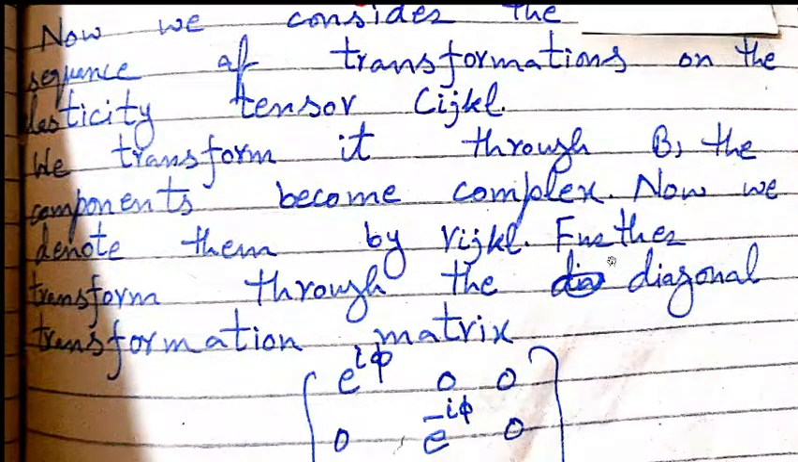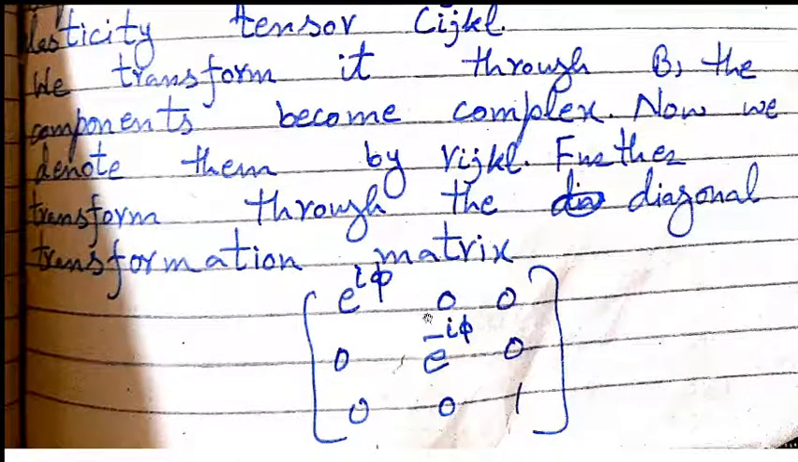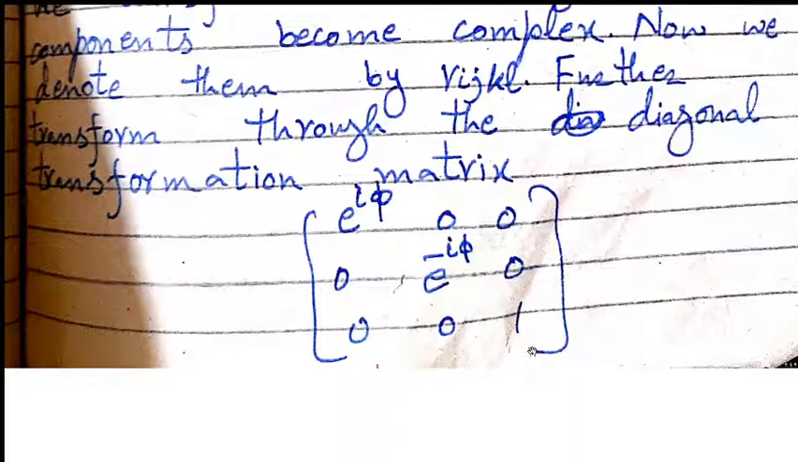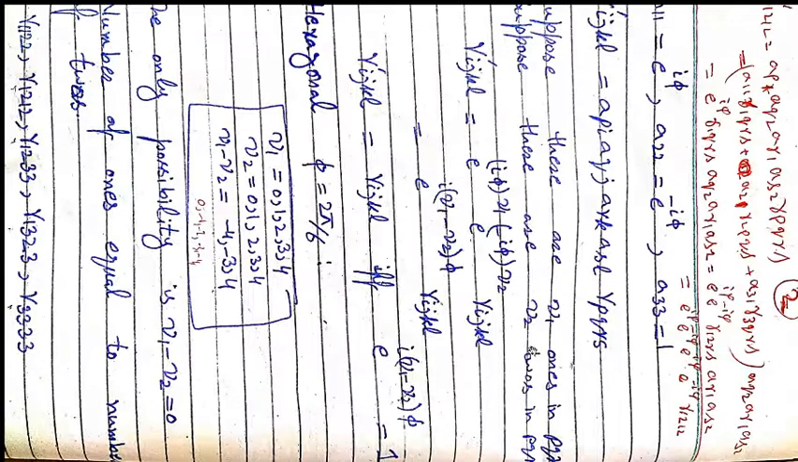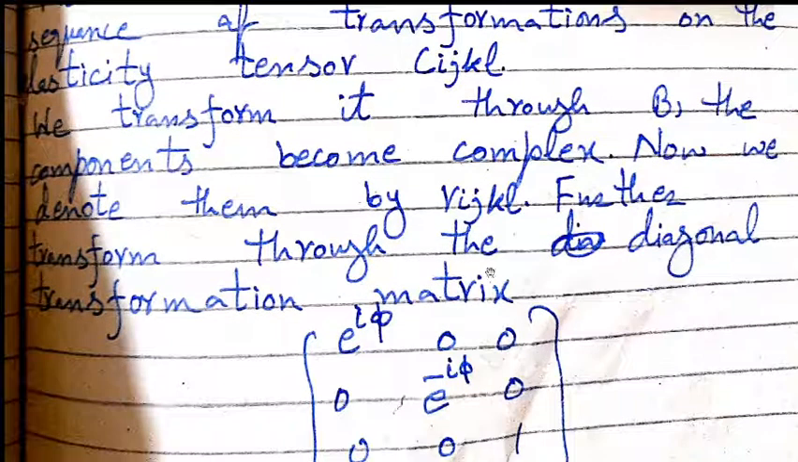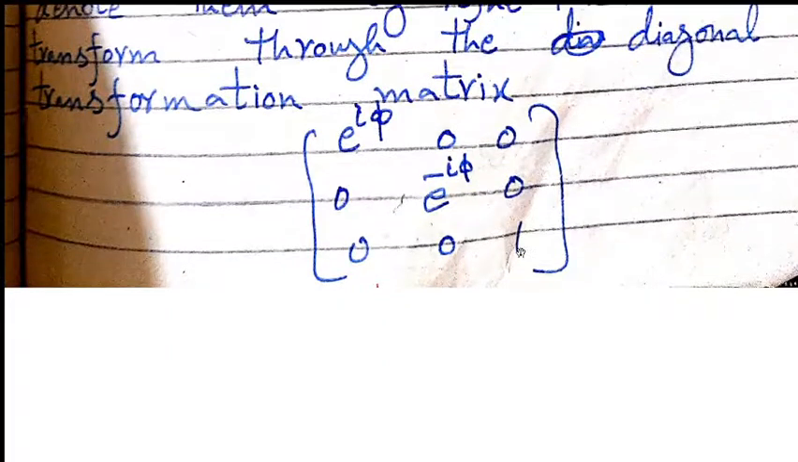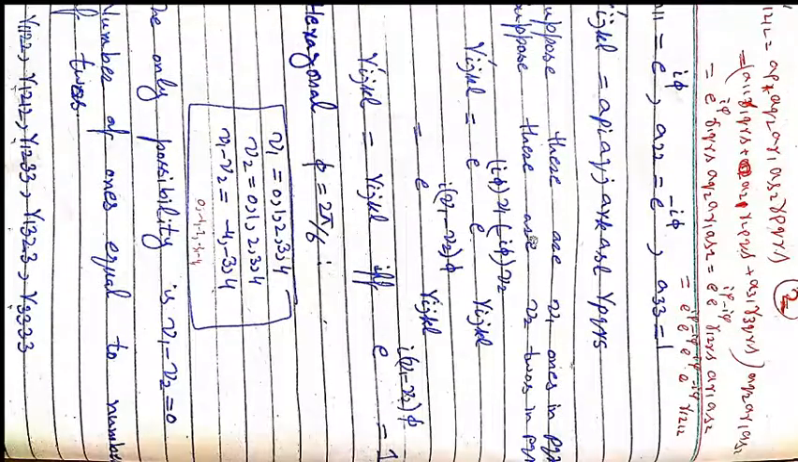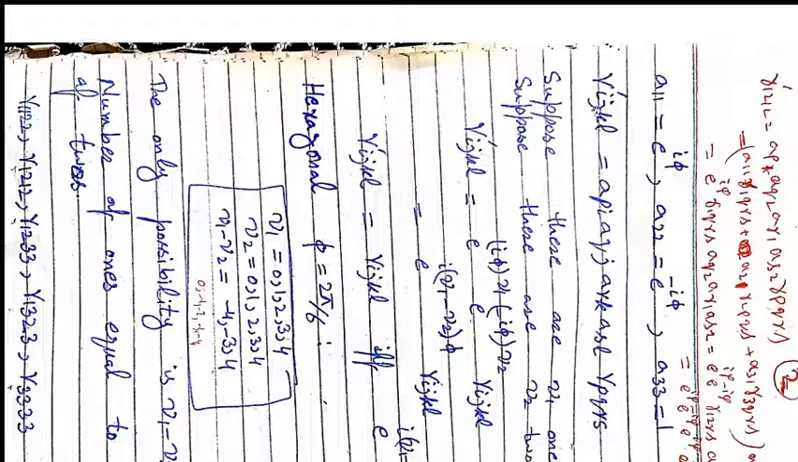Now we have gamma I, J, K, L. Further we will apply this diagonal matrix, which is similar to our transformation matrix A. And we will see how this diagonal matrix will transform our components gamma I, J, K, L. You can see that this is the transformation law for the components gamma I, J, K, L.